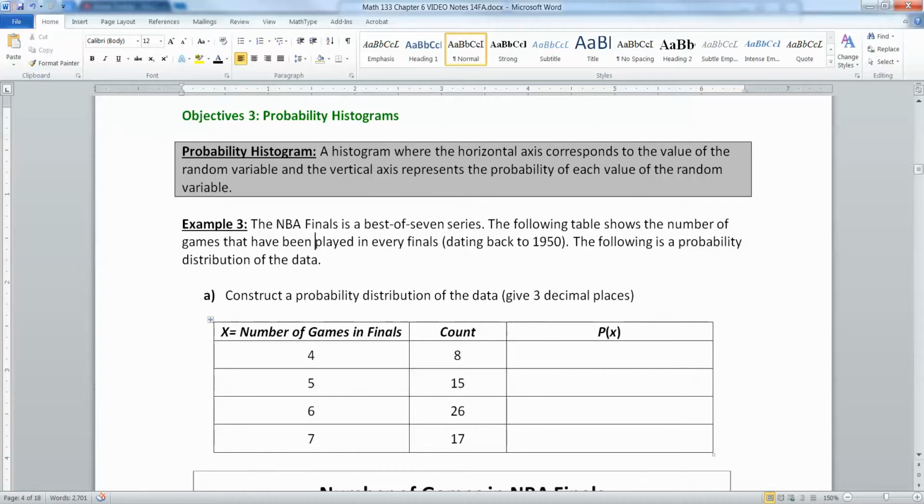So for example, it's best of 7, so 8 different times it was a sweep, right? The winning team won 4 games in a row and it's done. 15 different times the winning team won 4 games and the losing team won 1 game, and that gives you 5 total. And then so on. 6 would be 4-2, and 7 would be 4-3. They went out to the last game and had to play all 7. Okay, so we're going to construct a probability distribution of this data.